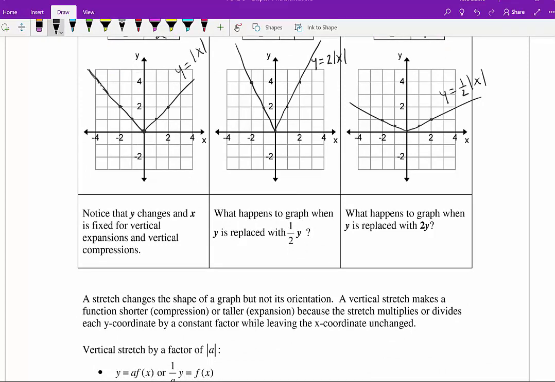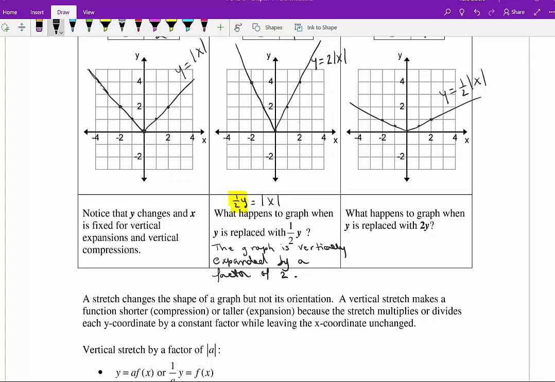Okay, so let's summarize this information underneath the graphs. Notice that y changes and x is fixed for vertical expansions and vertical compressions. So what happens to the graph when y is replaced with 1/2 y? Well, for example number 2, the equation is 1/2 y equals the absolute value of x. So what we're asking ourselves is what happens when I put a half in front of y. What happens is we get a vertical expansion. So the graph is vertically expanded by a factor of 2.